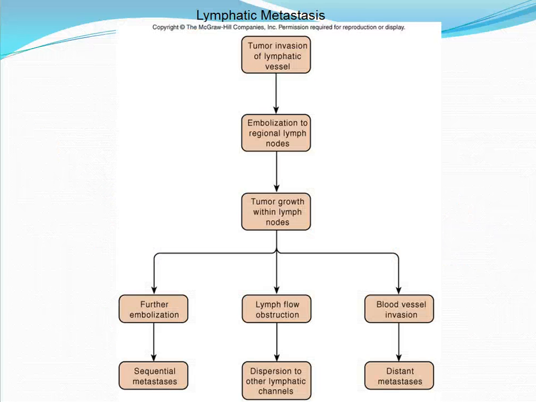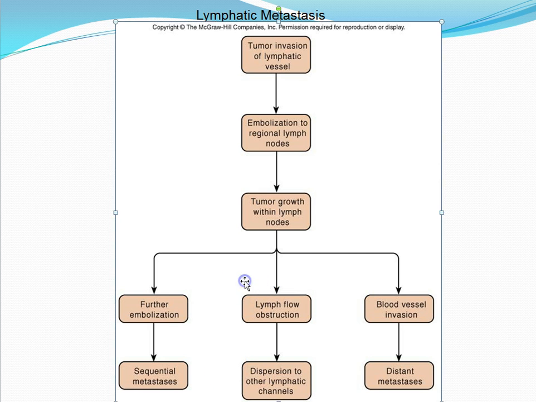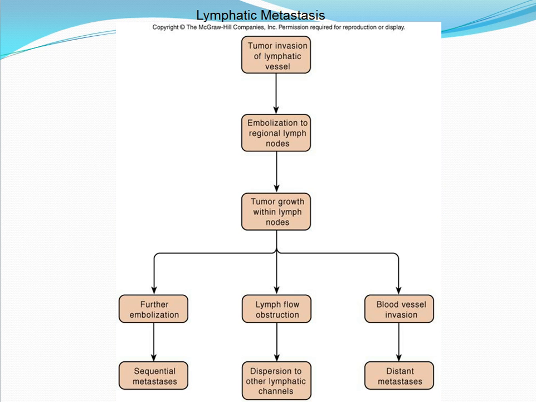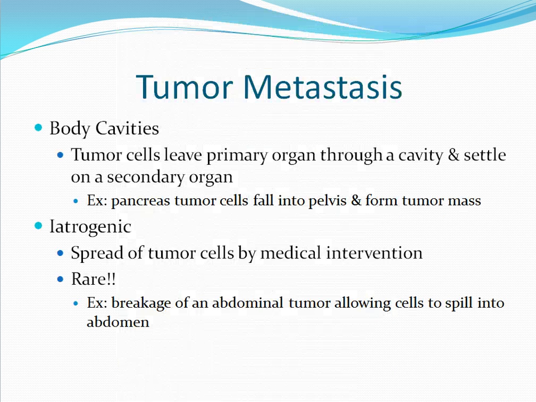And this picture illustrates how lymph metastases occur. The tumor will invade the lymph vessel, producing an emboli in the lymph node. The tumor will grow within that lymph node. This can lead to further embolization, leading to sequential metastases down the chain. It can obstruct lymph flow, which then disperses it to other lymphatic channels, or they can invade the blood vessels, leading to distant metastases.